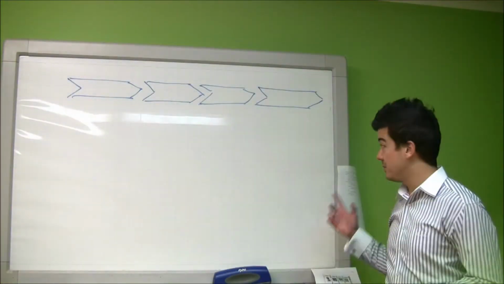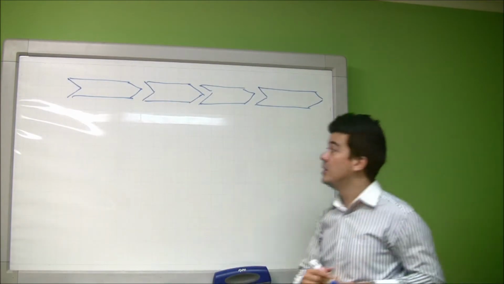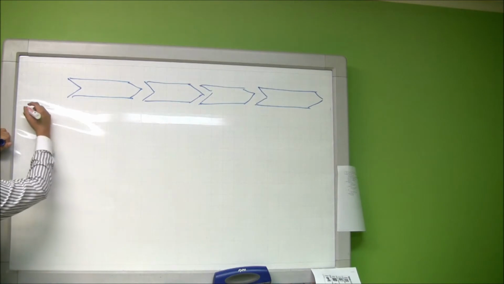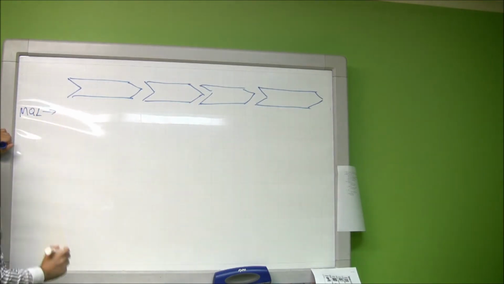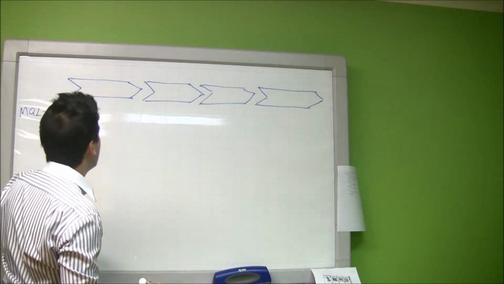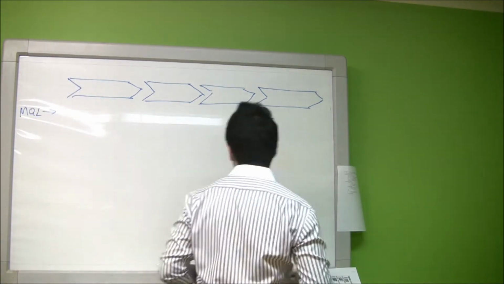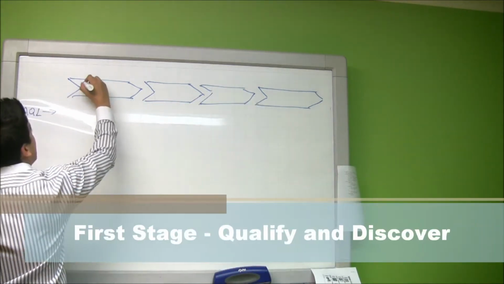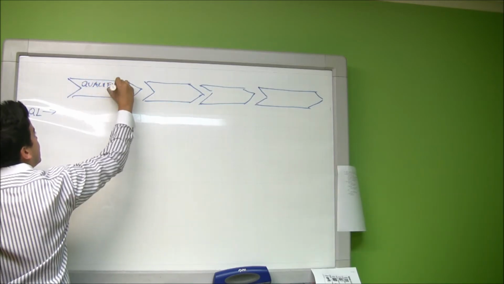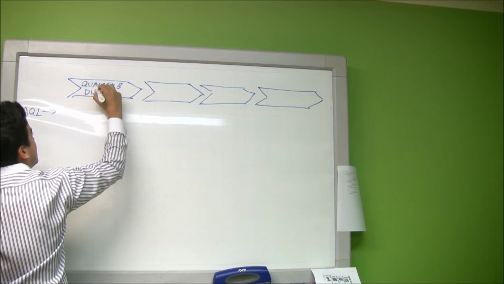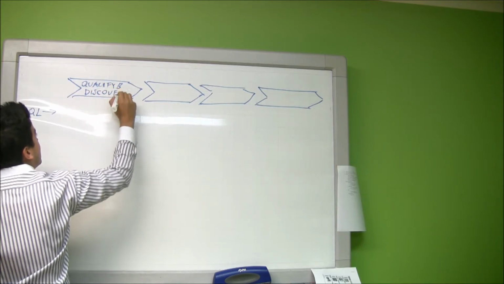Alright, so let's go through what the actual sales process is. So we've got an MQL getting fed into the system, right? And it's being converted to an opportunity now. So the first stage is to qualify and discover. So what does that involve?